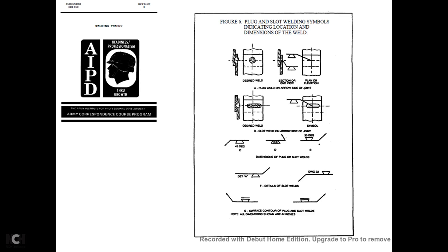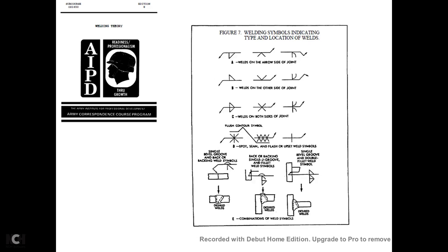In example A, you see the desired weld and the section end view for the plug weld on the arrow side of the joint. In example B, you see the slot weld on the arrow side of the joint with the desired weld and symbol. Dimensions of plug and slot welds: 3/8 inch, 45 degrees, 30 degrees. Details of slot welds and surface contour of the plug and slot welds. Note that all dimensions shown are in inches.